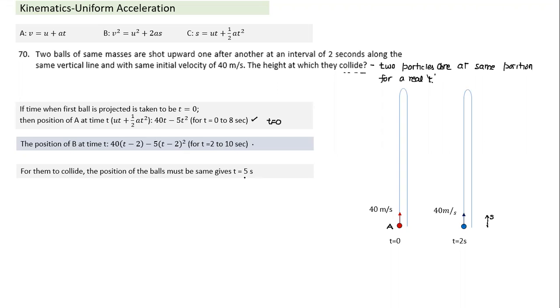So what does it mean? 5 seconds after the first one is fired, or 3 seconds after the second one is fired, both of them collide. But we don't have to find time. Actually, what I require is the height at which it collides. So once we have found the time, it collides at t is equal to 5 seconds. Either I can calculate displacement of A from this equation, or displacement of B from this equation. Both will come the same. We can find the height at which collision will take place.